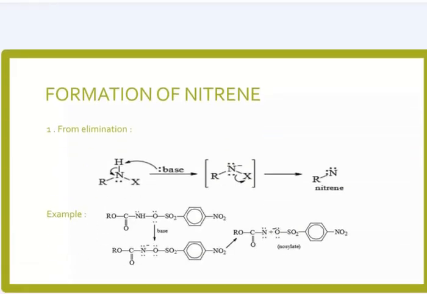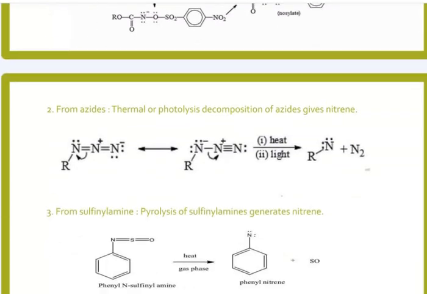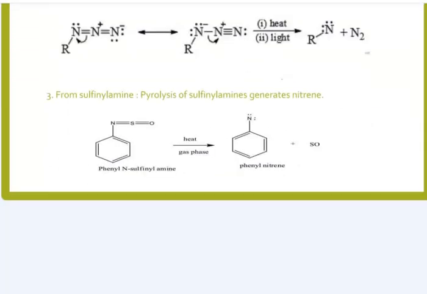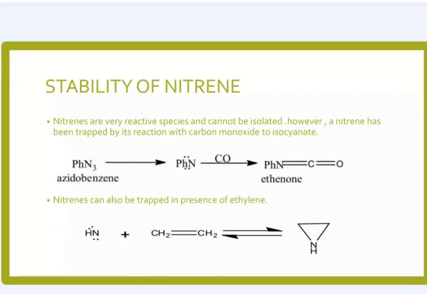So formation of nitrene, you can see with the eliminations, formation of nitrene, example here. Now from azide, thermal or photolytic decomposition of azide gives nitrene, and from sulfenyl amines, pyrolysis of the sulfenyl amines generates nitrenes.